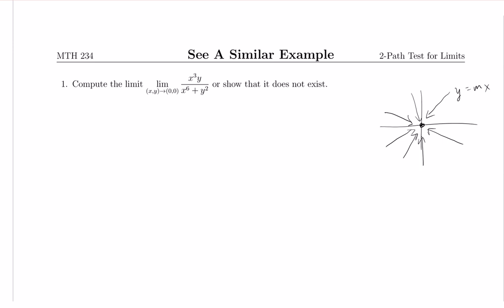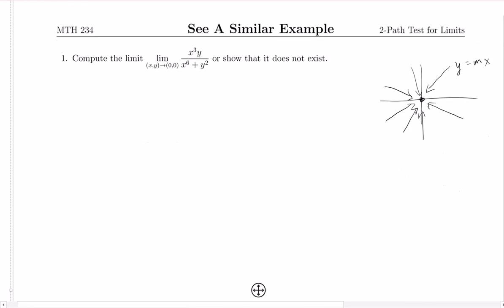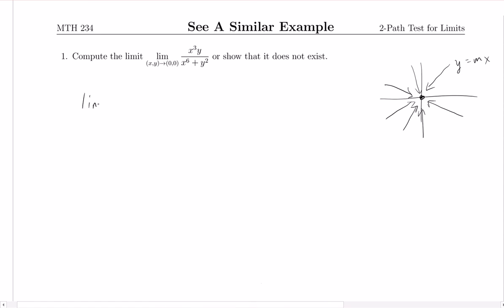Okay, so let's do that. Let's approach along a generic line, y equals mx. So, what we will do is we will substitute in the expression m times x everywhere we see a y. And let's simplify it and see what happens.